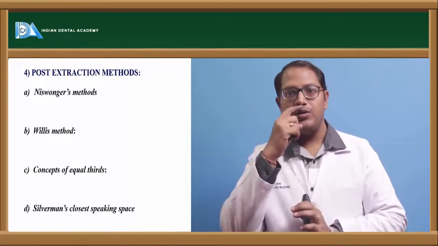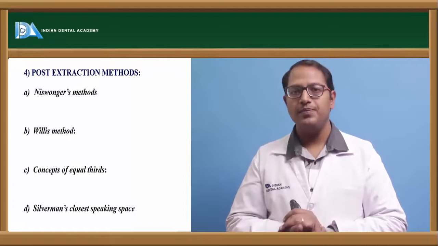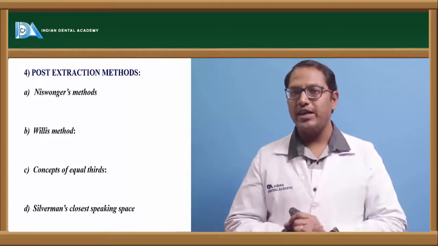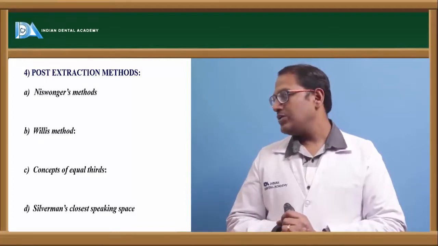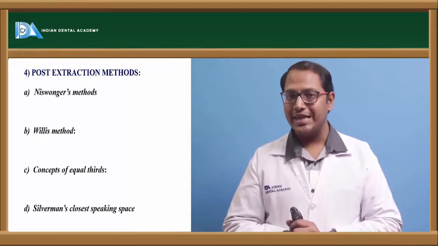The maxillary rim will be from the base of the nose to the rima oris. From the rima oris to here will be another rim height of the mandible. Coming to the concept of equal thirds, that's another beautiful concept which is now used in smile designing also.